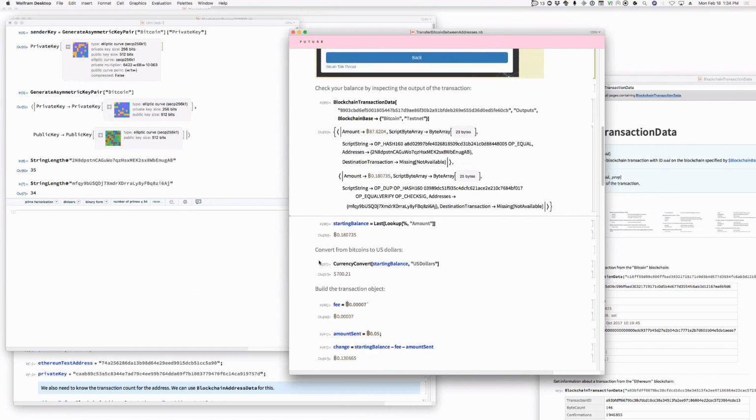Okay, so now convert. Okay, build the transaction object. So we want to send 0.05 Bitcoins. We are offering that fee. Wouldn't it be better to give that fee in Satoshis here? Yeah, we can also do that.